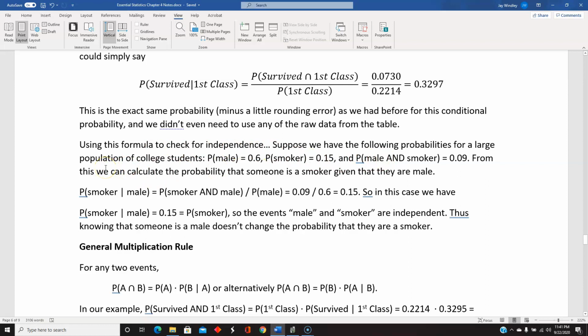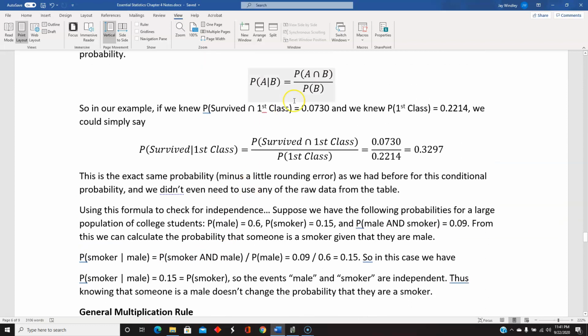Suppose we have the following probabilities for a large population of college students. Probability that one of them is male is 60%. Probability that one of them is a smoker, 15%. Probability of male and smoker is 9%. From this and the formula we just used up here, we can calculate the probability that someone is a smoker given that they're male. The probability that someone is a smoker given that they're male is the probability that they're smoker and male, just following this formula right here, divided by the probability that they're male. Again, what comes after the vertical bar is the probability that goes in the denominator. And if you do 0.09 divided by 0.6, you get 0.15.